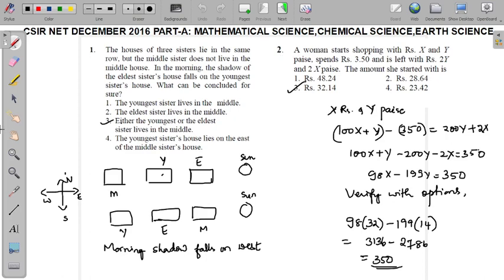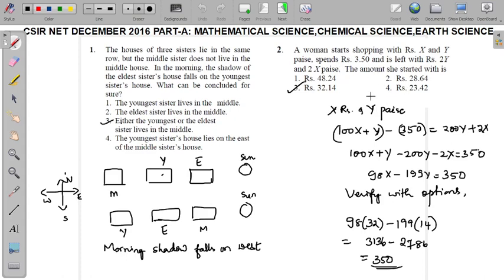Now, second question. A woman starts shopping with rupees X and Y paise, spends rupees 3.50 and is left with rupees 2Y and 2X paise. The amount she started with is? So, X rupees Y paise initially. 1 rupee has 100 paise. So, let me convert this entire value into paise: 100X paise plus Y paise together. This is the amount she initially had.